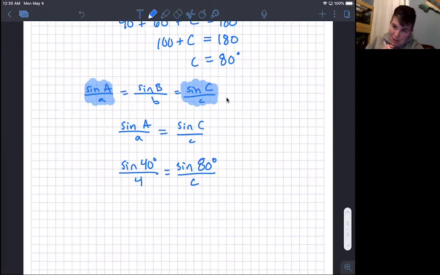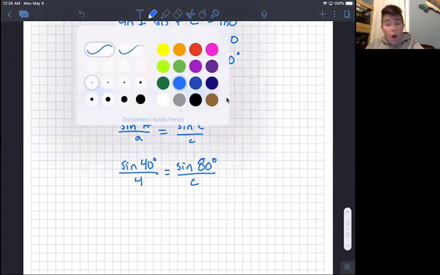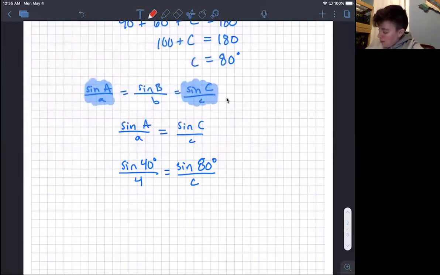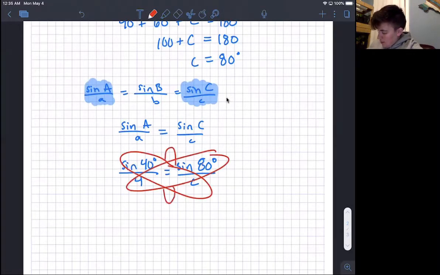What we could do to solve for c is multiply by c on both sides to get the c out of the bottom, and then divide everything out. But we're going to use the shortcut, cross multiplication. Some people call this the heart method because if you draw it, it makes a little heart. I like to call it the dragonfly, because you can draw a little dragonfly with that.